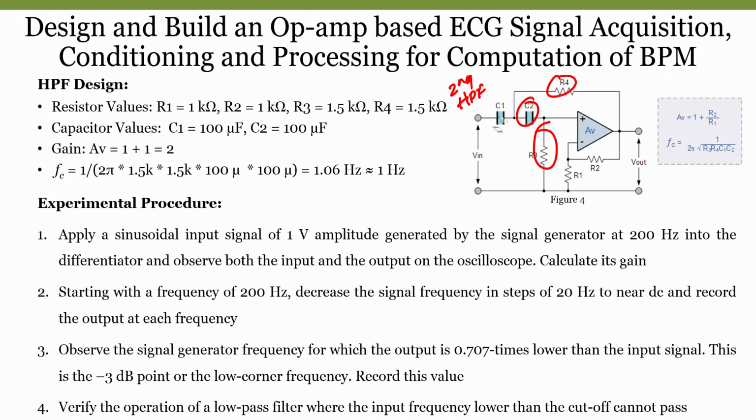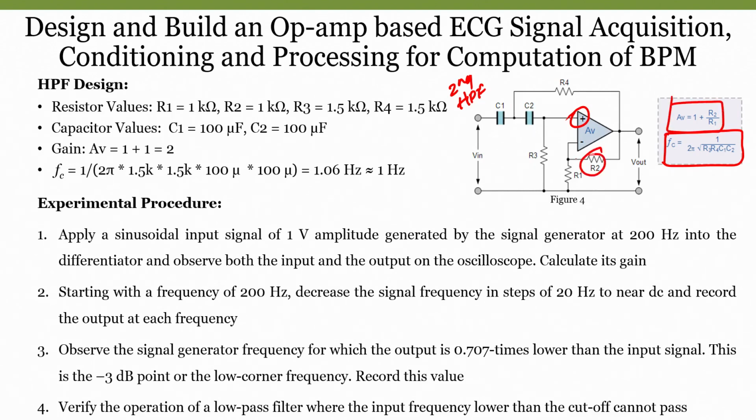Because we have two capacitors and two resistors, the cutoff frequency will be calculated as 1 by 2 pi into root of R3, R4 and C1, C2. Just recall our high pass filtering sessions, you can easily understand that. Since the input is connected to the positive terminal of an operational amplifier, this is a non-inverting type high pass filter, and the gain of the system is nothing but 1 plus R2 by R1.